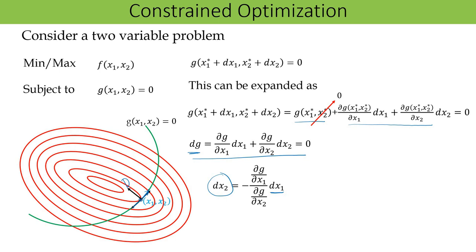Basically I have to move along that direction, otherwise I will be moving towards the infeasible region. So if I move along the x direction, this is dx1, and this will be your dx2. You are moving by dx2, then only you will stay on that particular constraint. So I am getting this relation: for any movement dx1, I have to calculate dx2 using this equation.